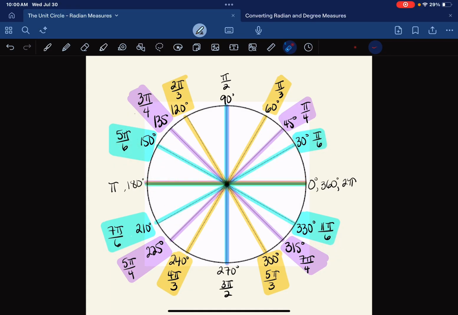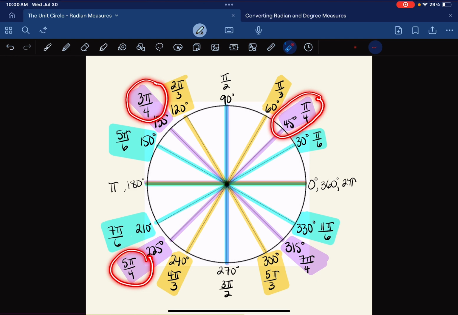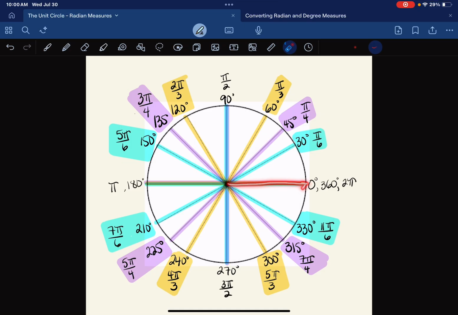And the same kind of patterns are going to be true for all of these purple radian measures right here. Their denominator is a 4, which tells us that the reference angle is always going to be 45 degrees no matter which quadrant we're in. Then you can look at these highlighted yellow radian measures. Their denominators are all a 3, and those reference angles are always going to be 60 degrees.